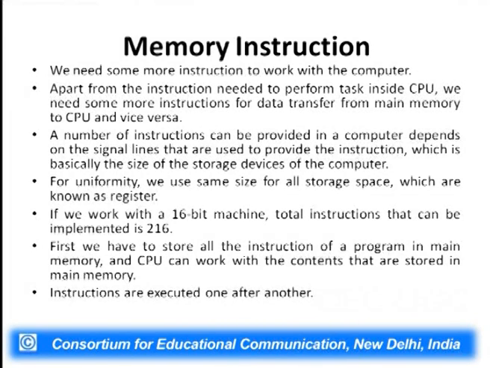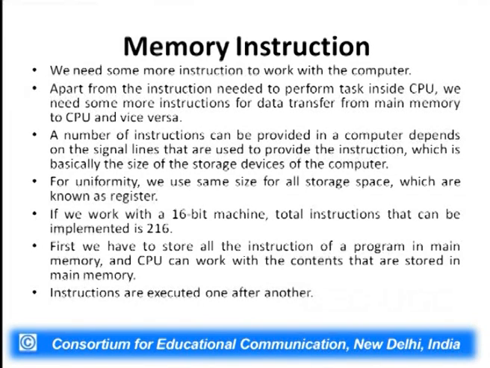A number of instructions can be provided in a computer depending upon the signal lines that are used for providing the instructions, which is basically the size of the storage devices of the computer. For uniformity, generally all the sizes are chosen to be the same. The data bus and the memory address bus are all used to be of the same size. For example, on a 16-bit machine, the total instructions that can be implemented is 2^16.